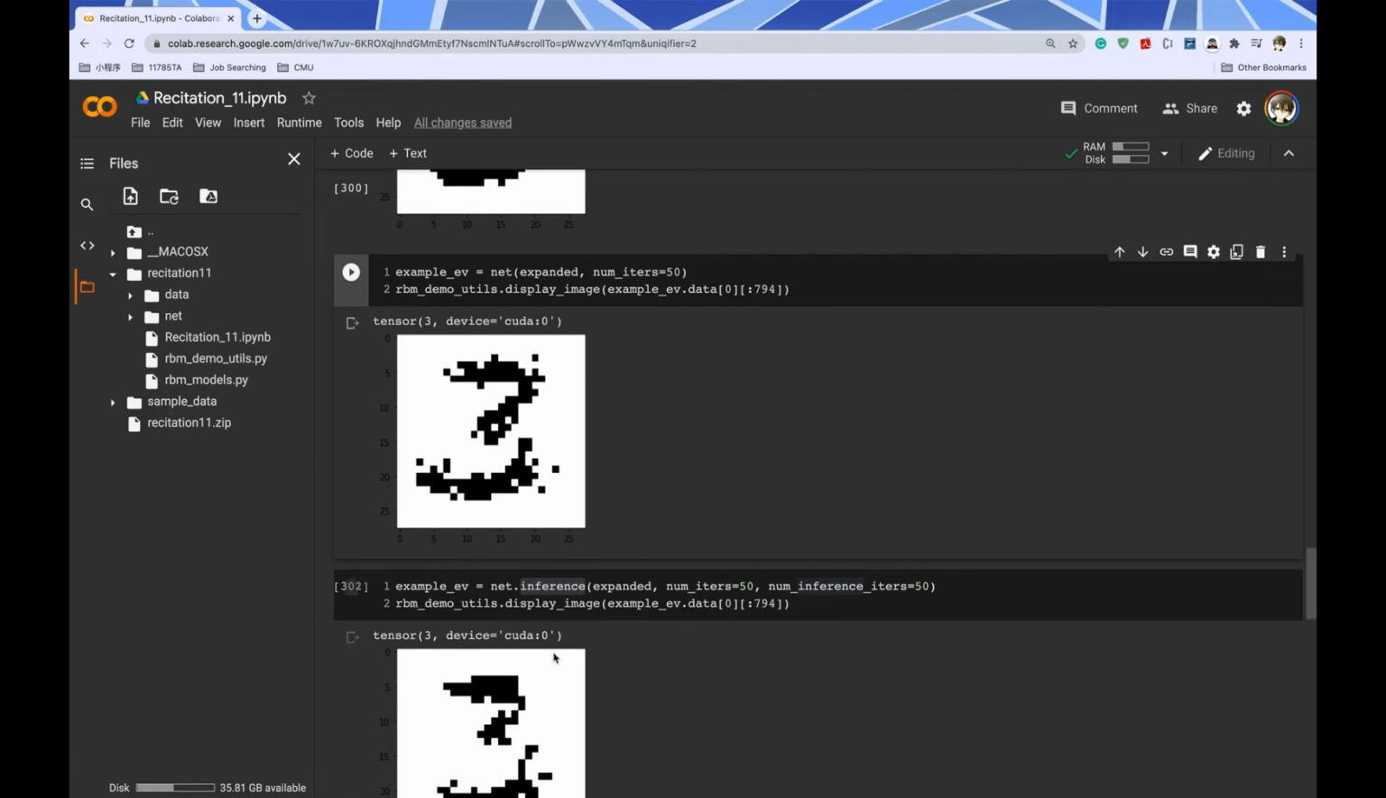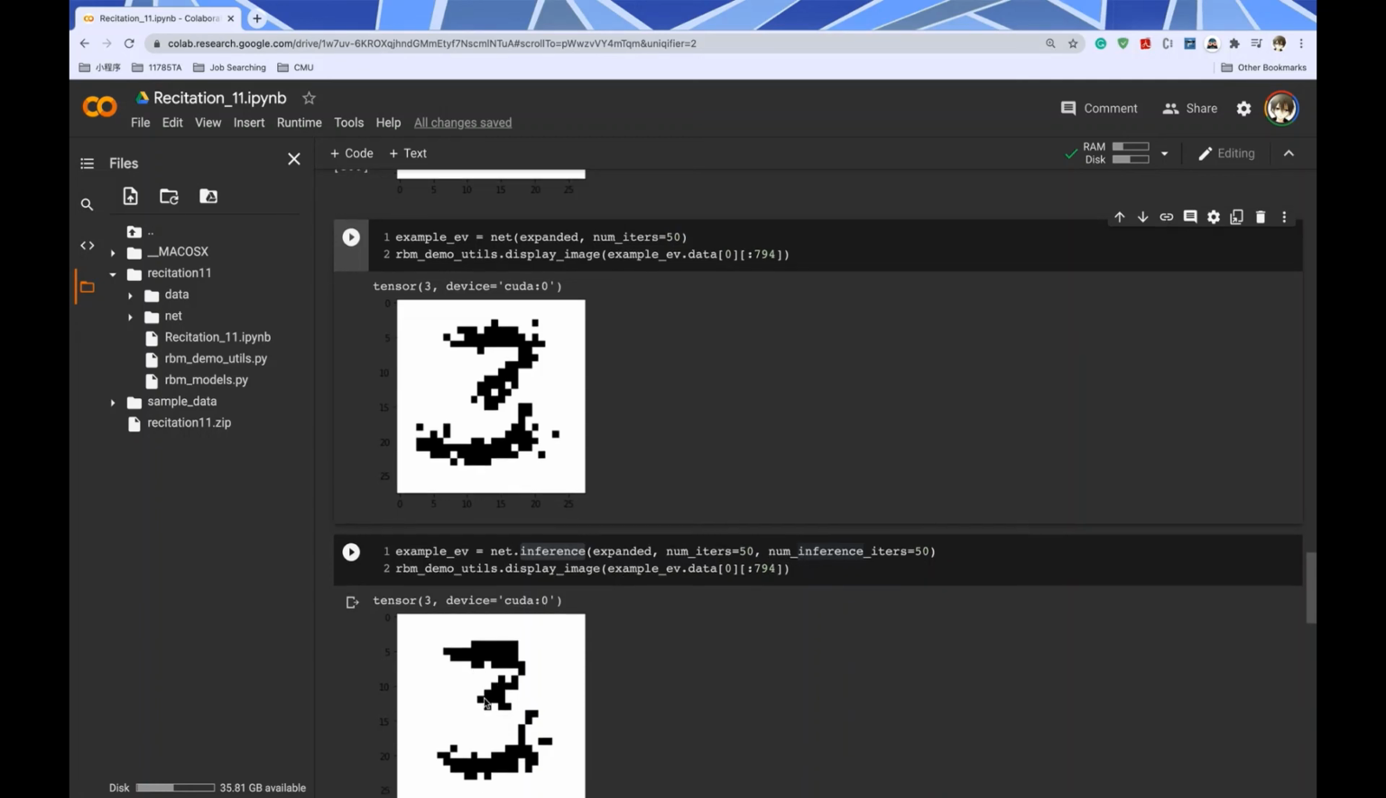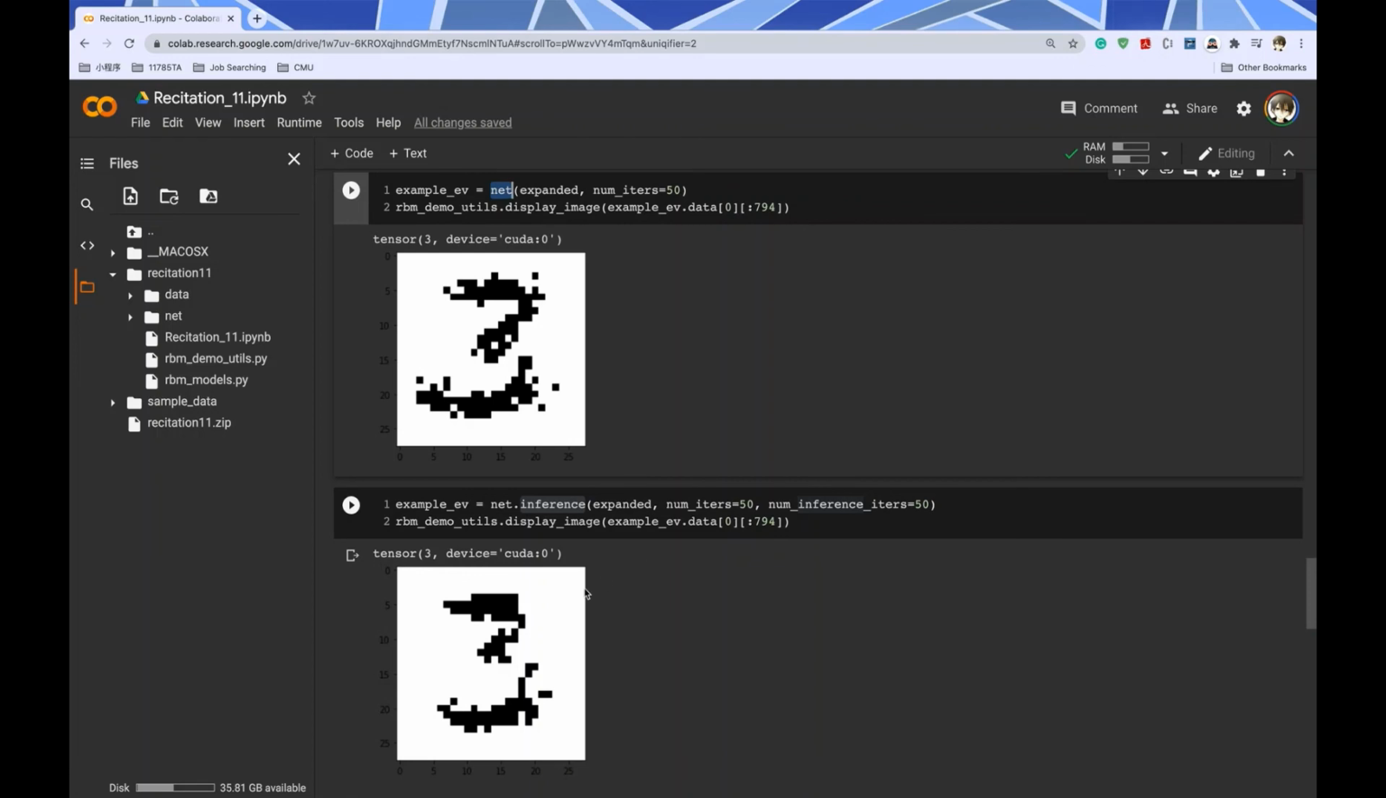And if we use inference, as we talked earlier, inference is a way that we can reduce the randomization by averaging. So after averaging, as you can see, it looks cleaner than the network forward, and it restores the label as well.